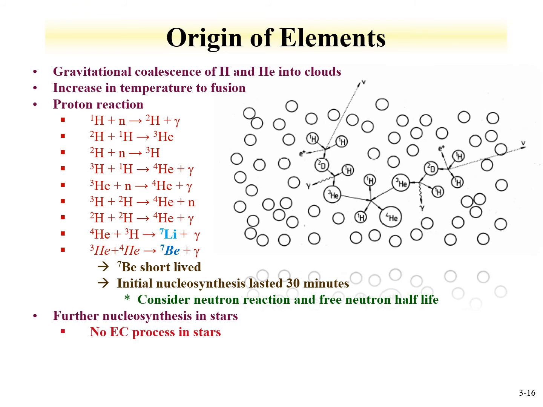Now going above helium, we would make lithium or beryllium, but these were relatively short-lived, so they were not stable. And the initial nucleosynthesis lasted on the order of 30 minutes. The free neutrons, they have a half-life on the order of 10 minutes. So after a period of time, free neutrons decayed and were no longer available for reactions.